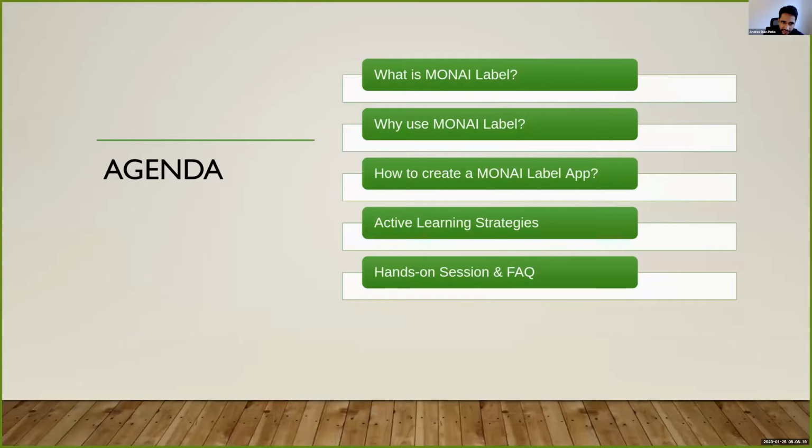So this is the agenda. What is MONAI Label? Why we should care about using MONAI Label? How to create a MONAI Label app, and the different active learning strategies that we have. So that's the first part. The second part will be radiology use cases, how you can train your own model with the different data sets that are publicly available, and also how we are going to use the AWS infrastructure with MONAI Label, which is amazing. Yeah, so that's the second part.